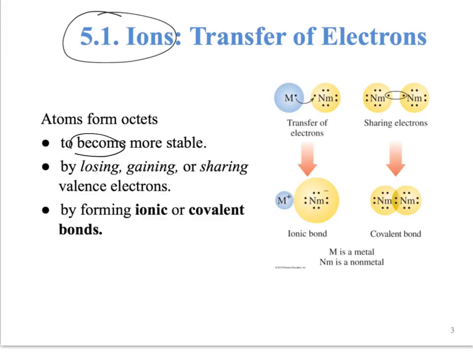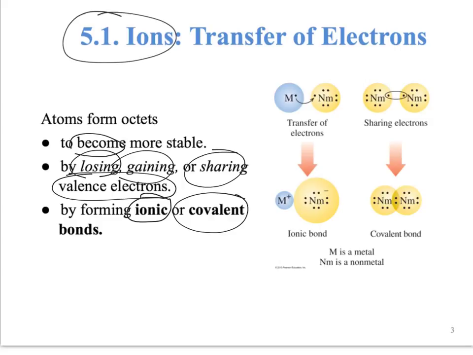How are they going to have an octet? What is an octet? An octet means having 8 electrons in the last shell. How do we do it? They are going to lose, they are going to gain, or they are going to share electrons. Which electrons? The last electrons, the ones that are the valence electrons. By doing this, they are going to form what is called ionic or covalent bonds. Ionic bonds will be discussed first, and then covalent bonds will be discussed more later on in the chapter.